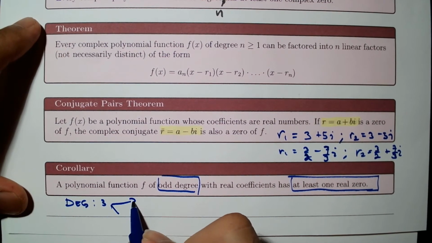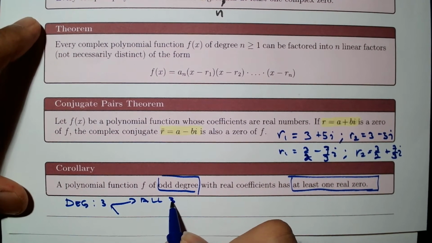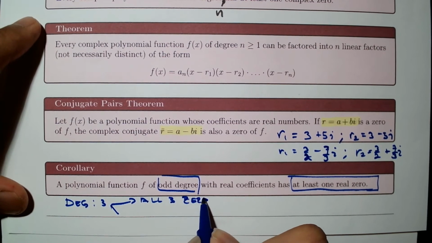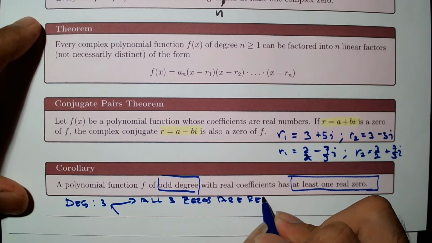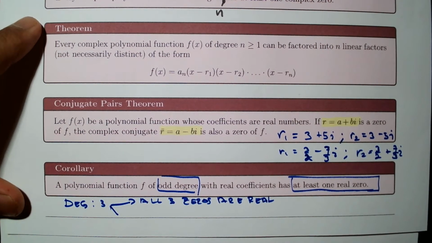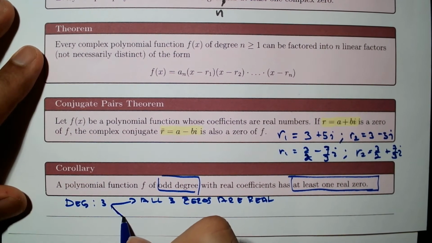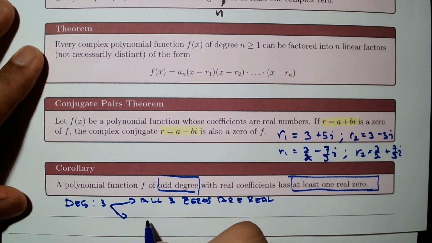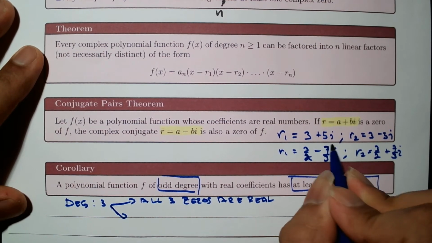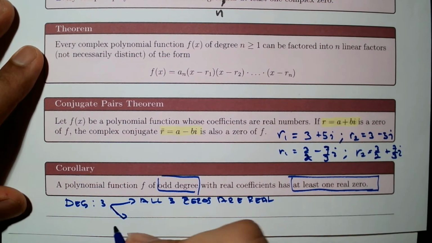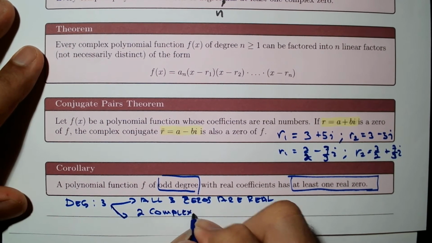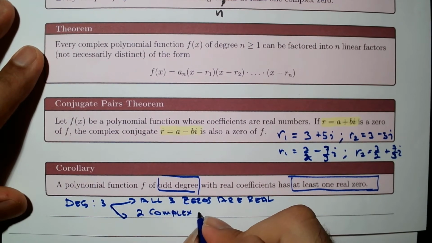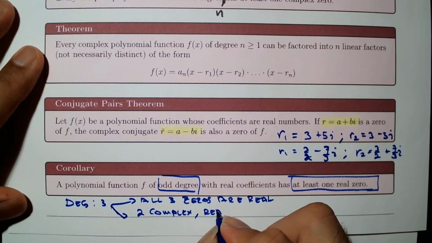Number one, all three zeros are real. That's one case. But the other case is, for example, if one of those zeros is complex, well, keep in mind that complex zeros always travel in pairs. Whatever complex zero and its conjugate, so it's going to be 2 complex, and the remaining one will be real.